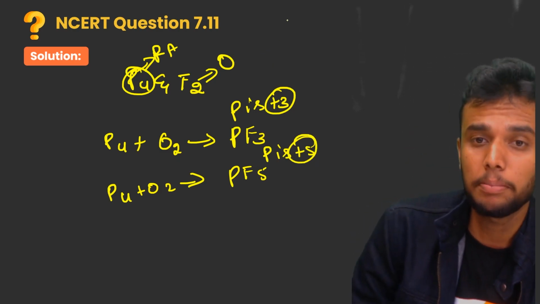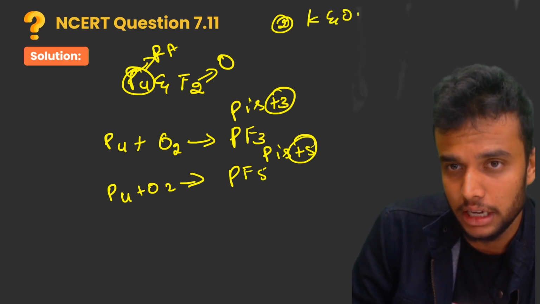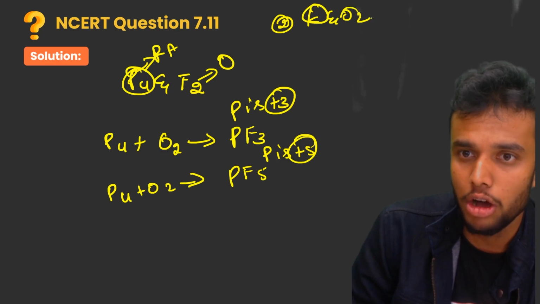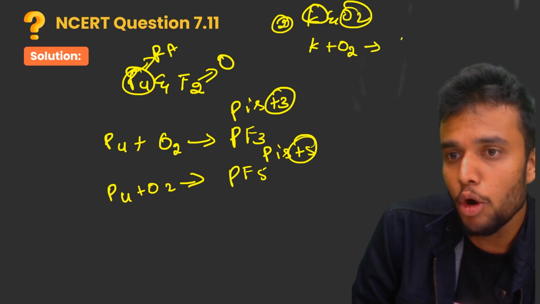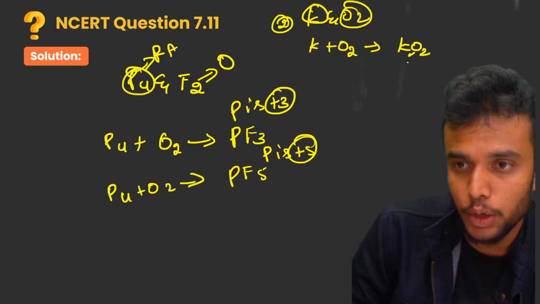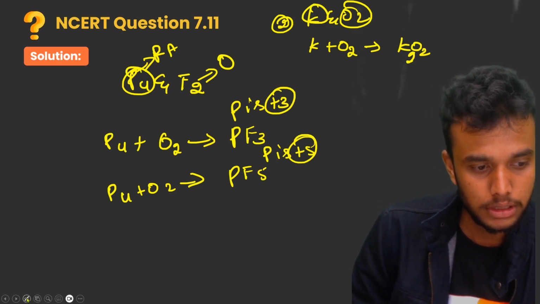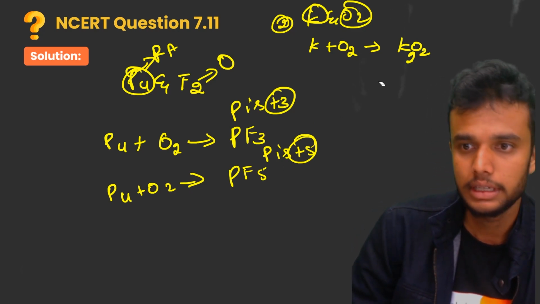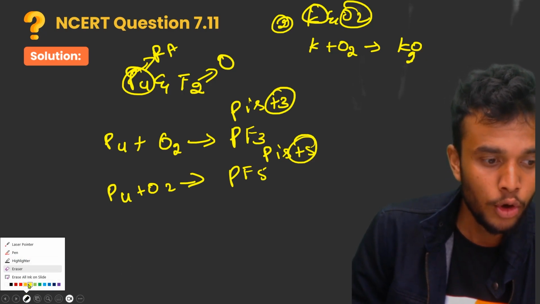Second example, the reaction between potassium and oxygen. Potassium is a reducing agent, oxygen is an oxidizing agent. Whenever potassium is in excess, it forms K2O. Sorry for that, K2O, potassium oxide, not KO2. Yes, potassium oxide is formed, not KO2.